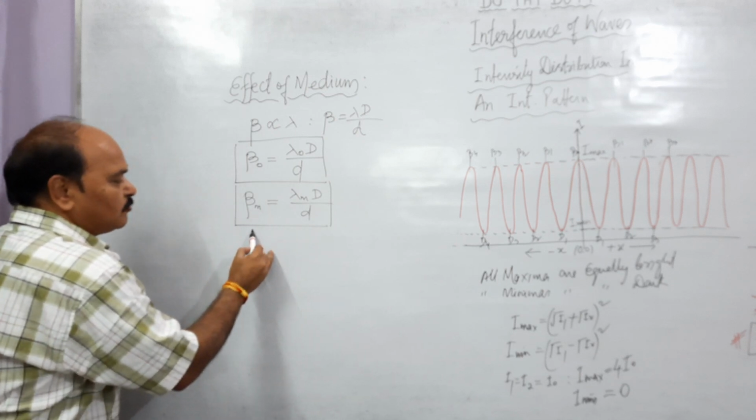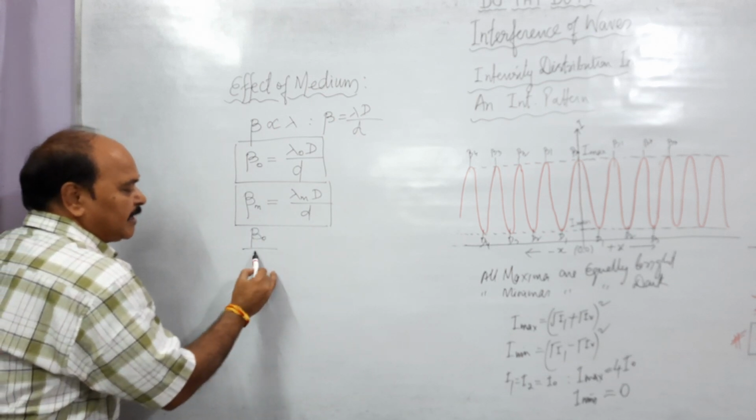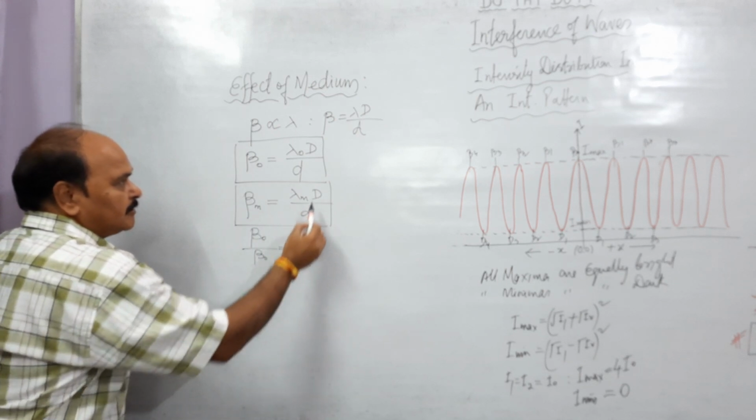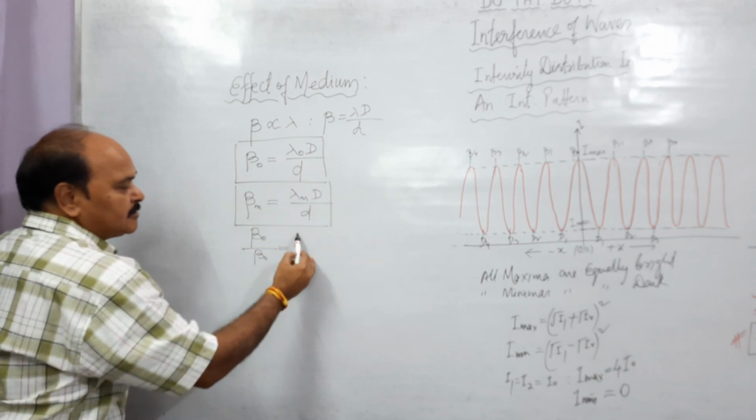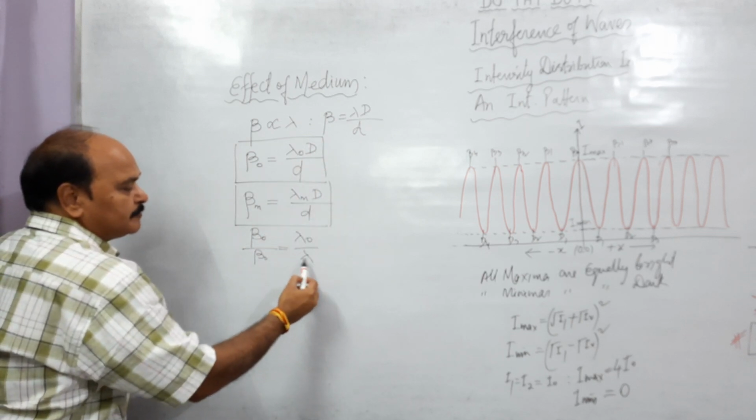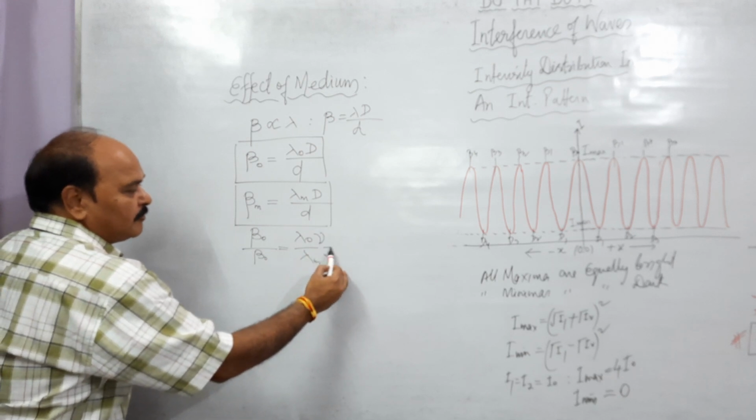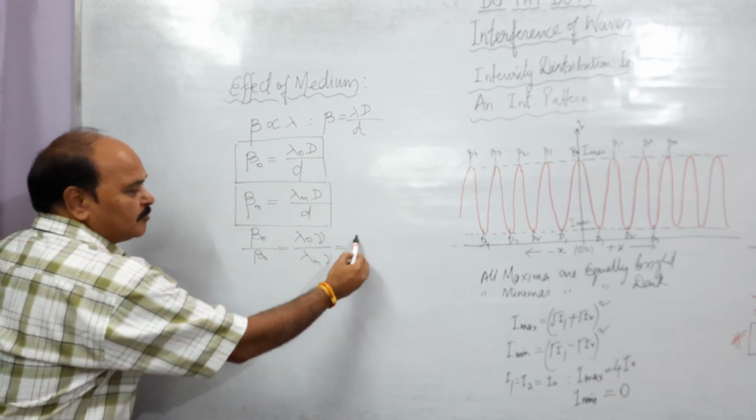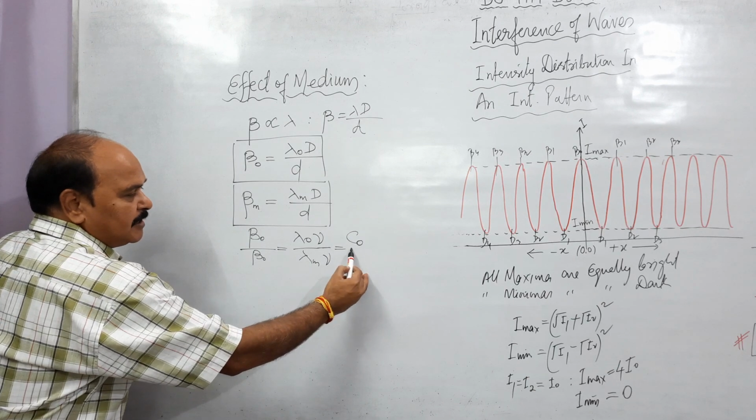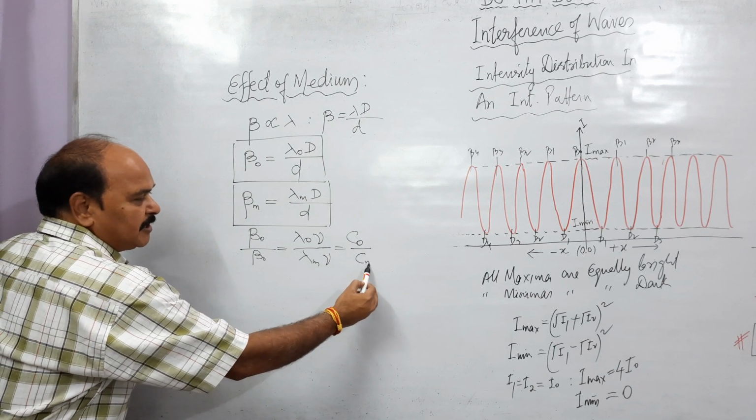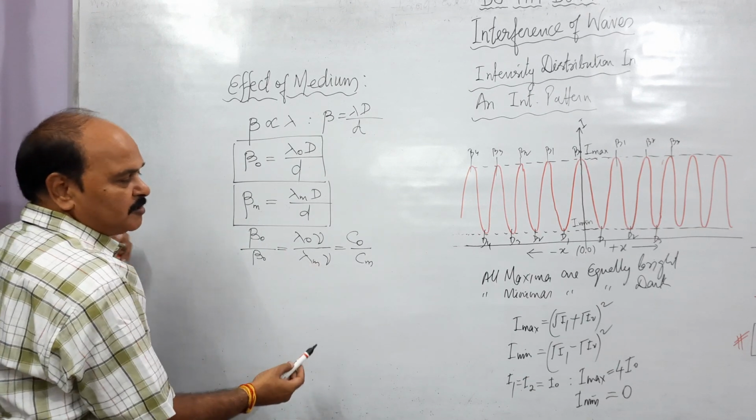And if we divide the two, beta naught upon beta m, what do we get? The d by small d cancels out. We get lambda upon lambda m. If we multiply and divide by frequency, what do we get as numerator? We get speed in air upon speed in medium.